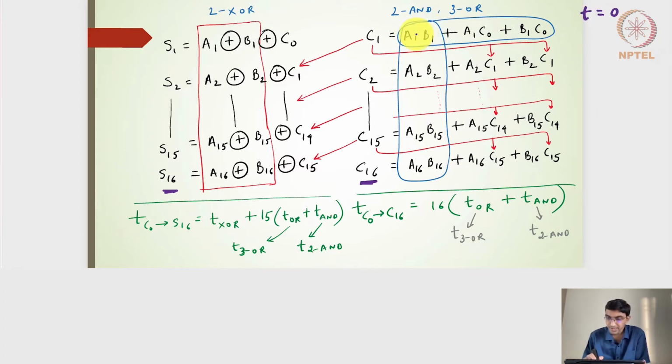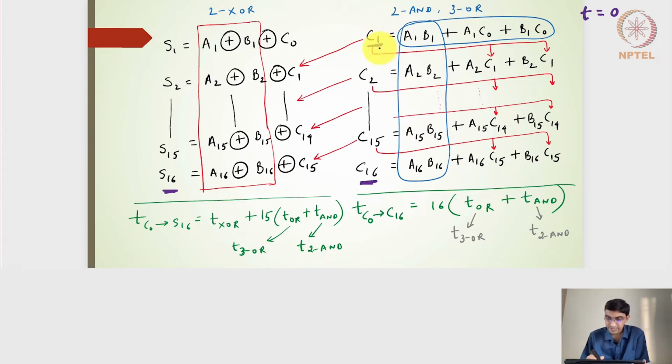If I put them into a 2-input AND gate, I get the output of A1B1. In parallel, one more 2-input AND gate gives A1C0, and one more gives B1C0. All these outputs can be given to a 3-input OR gate, which generates the C1 bit. So C1 will take the delay of a 2-input AND gate and then a 3-input OR gate, assuming the three 2-input AND gates generate their outputs simultaneously and are fed into the 3-input OR gate.